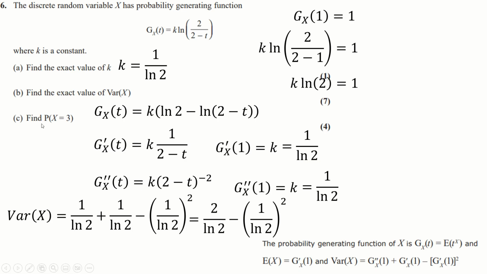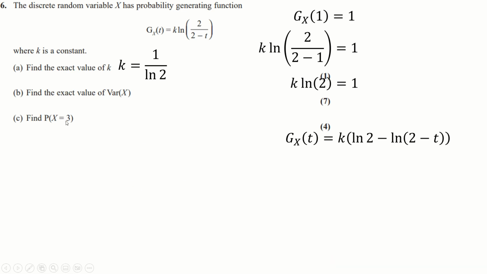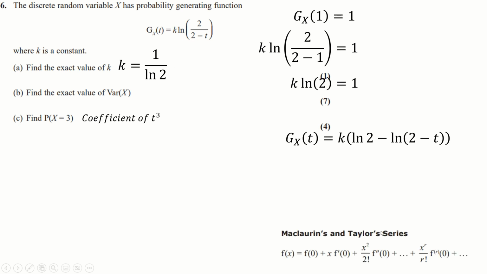Last question is the most interesting thing here. Find the probability that x equals 3. Now, that's the coefficient of t cubed in the probability generating function. Now, the problem here is that our probability generating function is not a polynomial, so we don't have a coefficient of t cubed. But we can fix that by using a Taylor series.